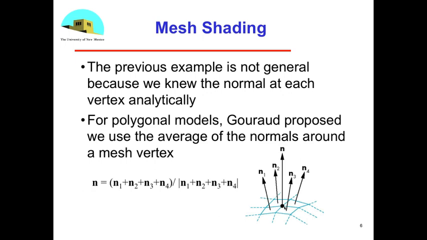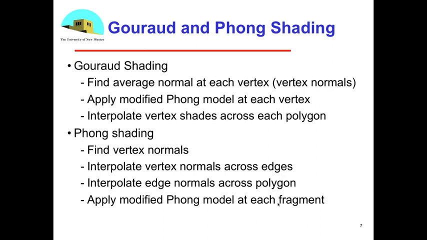Then you compute a shade which will now be different at all the vertices of the polygon that you're trying to render, because they're averaging together the normals from different polygons. And when you do that, you get a lot smoother rendering of the surface. Okay, now there are two methods of doing that.